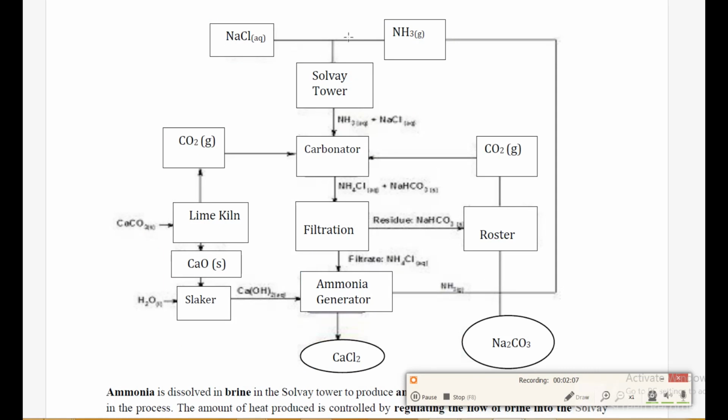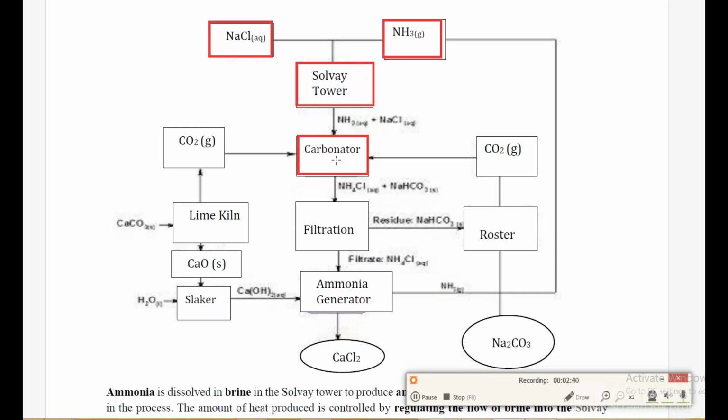So ammonia with sodium chloride, which is brine, these two enter the Solvay tower, where they combine to form what we call ammoniacal brine. Right, sawa? So here ammoniacal brine now, which is a mixture of ammonia plus sodium chloride plus water, gets into the carbonator from the top.